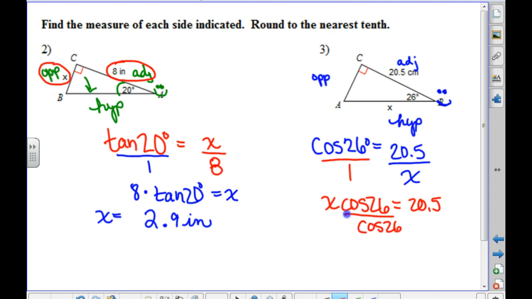Most of us have gotten to the point where we never show that work, but that's really what we're doing, okay? 20.5 divided by the cosine of 26. 22.8? Yep, me too. And it is centimeters on this picture. Any questions on those? All right, I'm trying to write neat. I did this fourth period and it was a disaster after I finished every page, so.